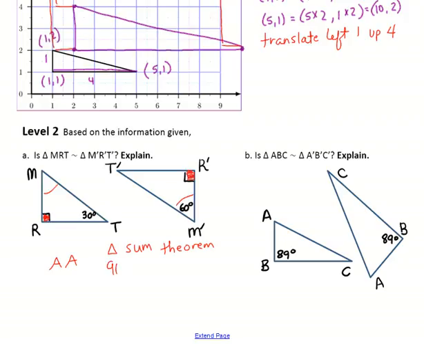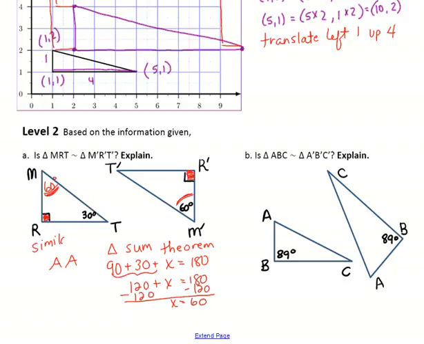So I have a 90 degree angle plus a 30 degree angle plus a missing angle equals 180 degrees. The sum is 120 plus x equals 180. Solve for x by subtracting 120 from both sides of the equation, and x is equal to 60 degrees. So now I can compare corresponding angles. I have a 60 degree angle for angle M, and the corresponding angle is also 60 degrees. So I can use the angle-angle theorem to prove that these two triangles are similar. So we have the triangles are similar by angle-angle criterion.